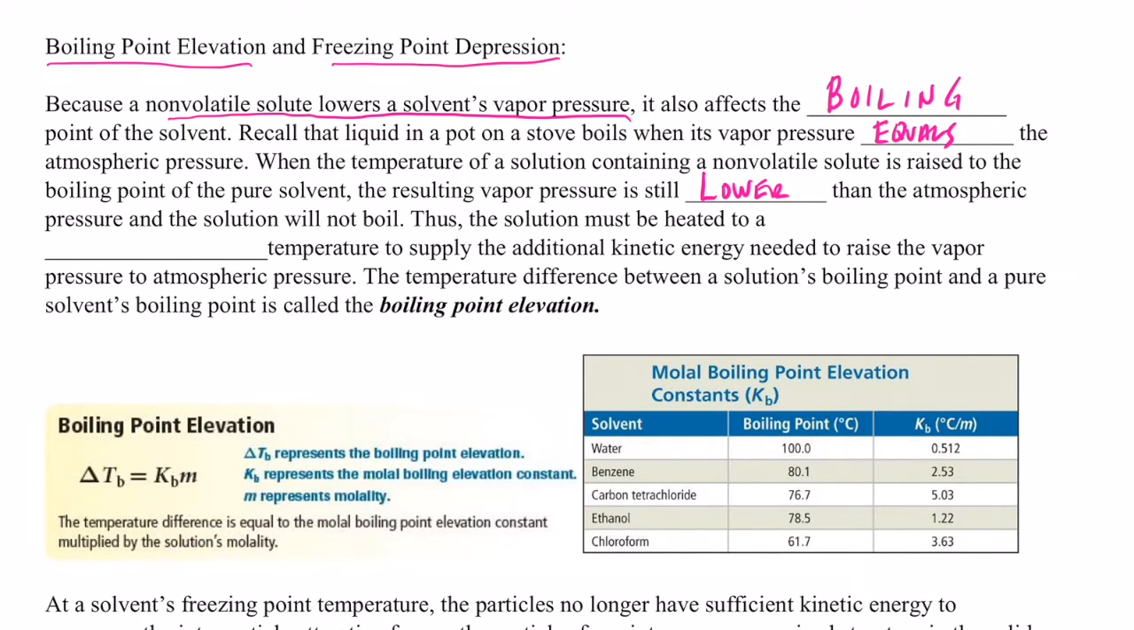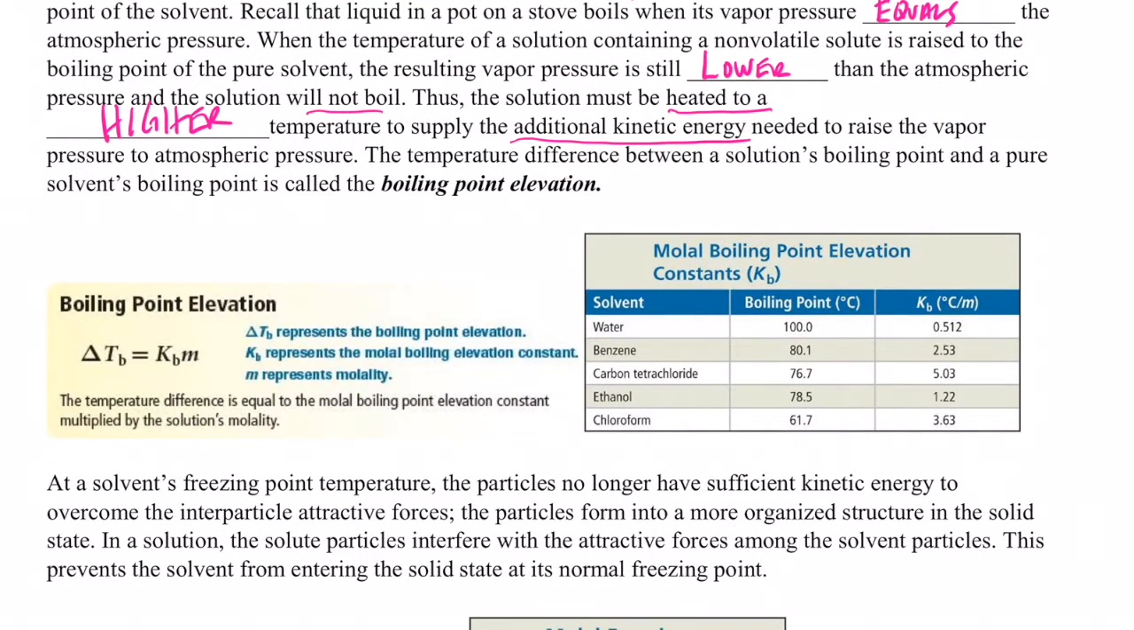So now, don't I have to add more heat to my solution so that there's enough kinetic energy for the liquid to have enough vapor pressure to equal the atmospheric pressure? It's still lower than the atmospheric pressure and the solution won't boil. The solution must be heated to a higher temperature. This is why it's called boiling point elevation, by the way, to supply additional kinetic energy needed to raise the vapor pressure to the atmospheric pressure. The temperature difference between a solution's boiling point and the pure solvent is called boiling point elevation.